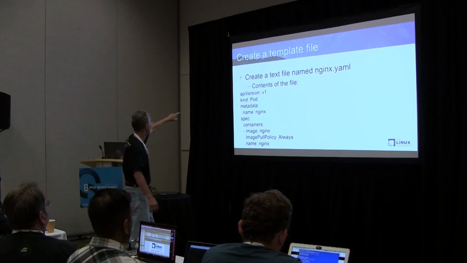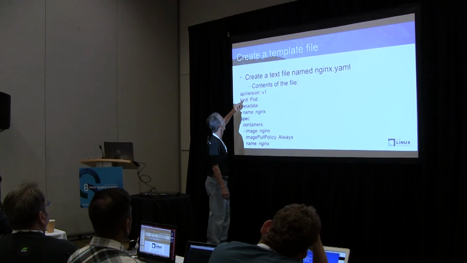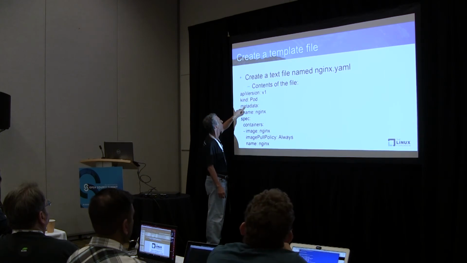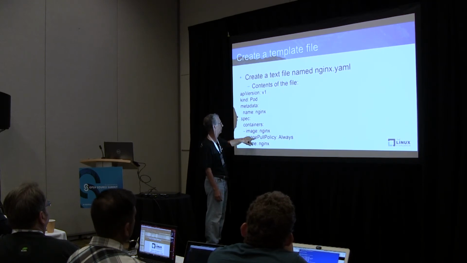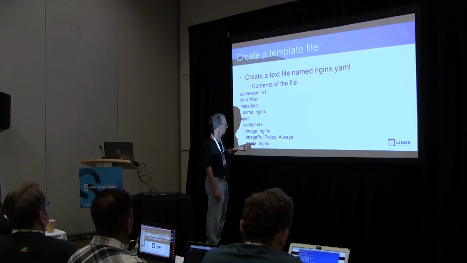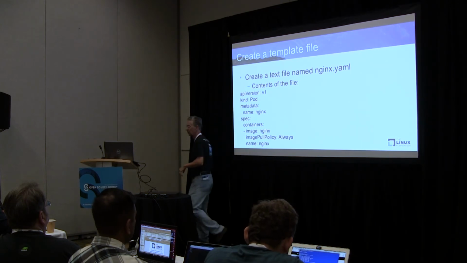So basically, it says apiVersion colon space v1, kind colon space Pod, metadata colon, 2 spaces, name colon nginx, spec colon, 2 spaces, containers colon, 2 spaces, dash space image colon space nginx, 4 spaces imagePullPolicy Always, and 4 spaces name nginx. So let's go ahead and create that.